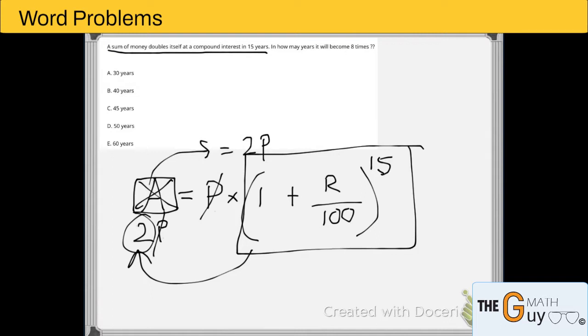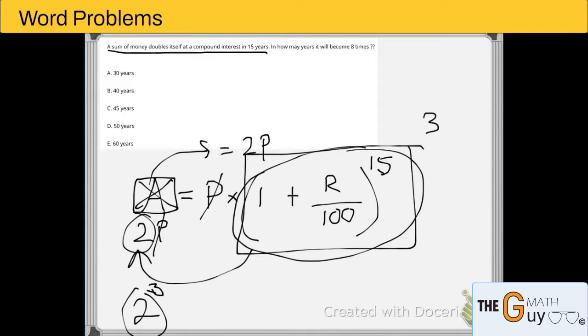In how many years will the sum of money become 8 times? Okay, so in 15 years it becomes double. Alright, let's start. Actually, this entire working was very useful. However, now what I need to do is basically I need to get 2 cubed, right? So I need to get 2 cubed as my destination, right? Which is 2 to the power of 3. Which means this entire block needs to be going to the power of 3.